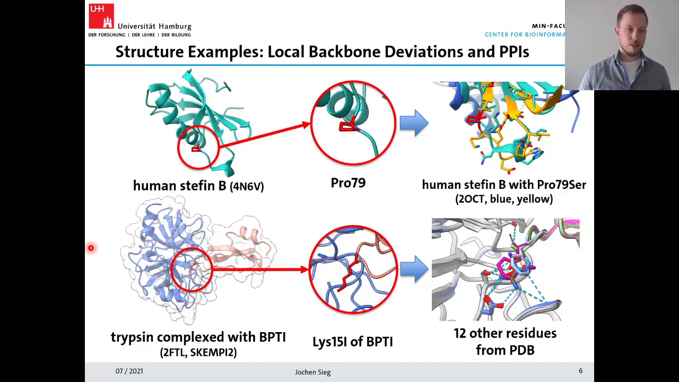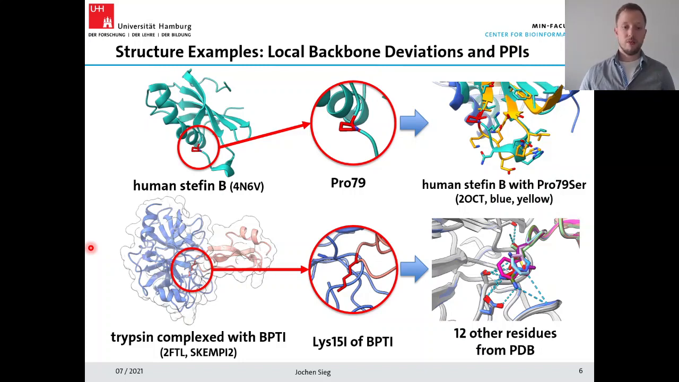What is interesting in this particular case, when we search with lysine 15 of the inhibitor, is that we find in the database that this residue is experimentally well explored with mutations, because we can find 12 other residues from the PDB, which we can then superpose, and we can look at the structure ensemble. And for example, we can compare how the different residues interact with their respective microenvironments.